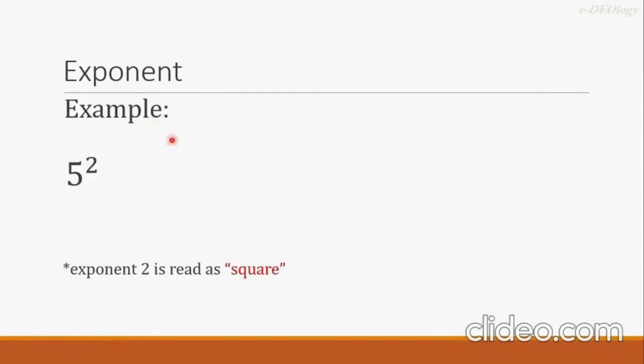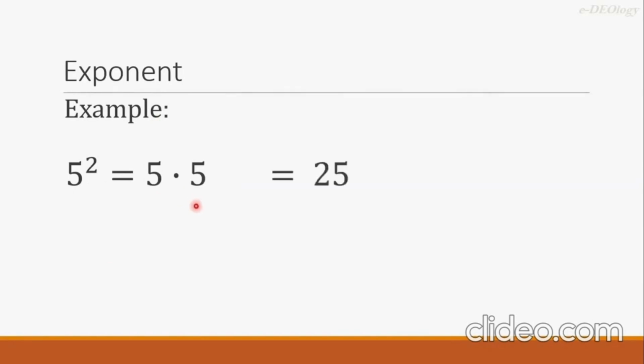So let's have an example. This is 5 raised to 2. But for exponent 2, there is a special name, and we read it as square. So this example is read as 5 squared. The 5 is the base, and the 5 is multiplied 2 times by itself. So this is 5 times 5 equals 25.